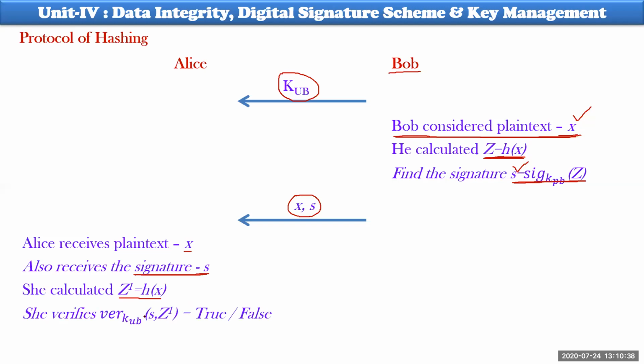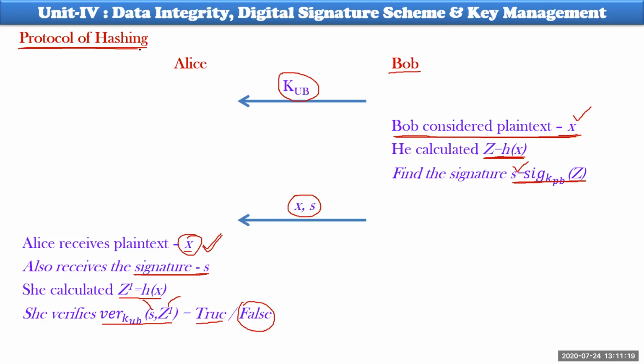And then using Bob's public key, she verifies whether the signature she received and the hash she has computed are equal or not. It gets identified by Alice. If it is true, the plain text she has received is okay. If it is not true, that is false, the received plain text has some kind of forged information. So this is actually the protocol. The protocol can be seen in such a fashion.